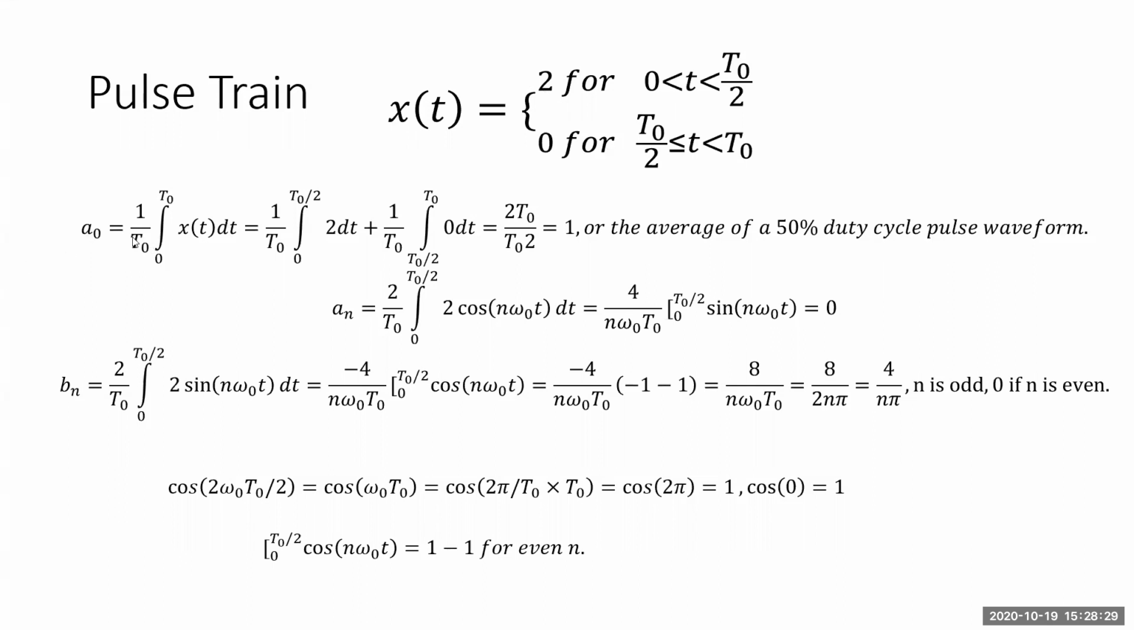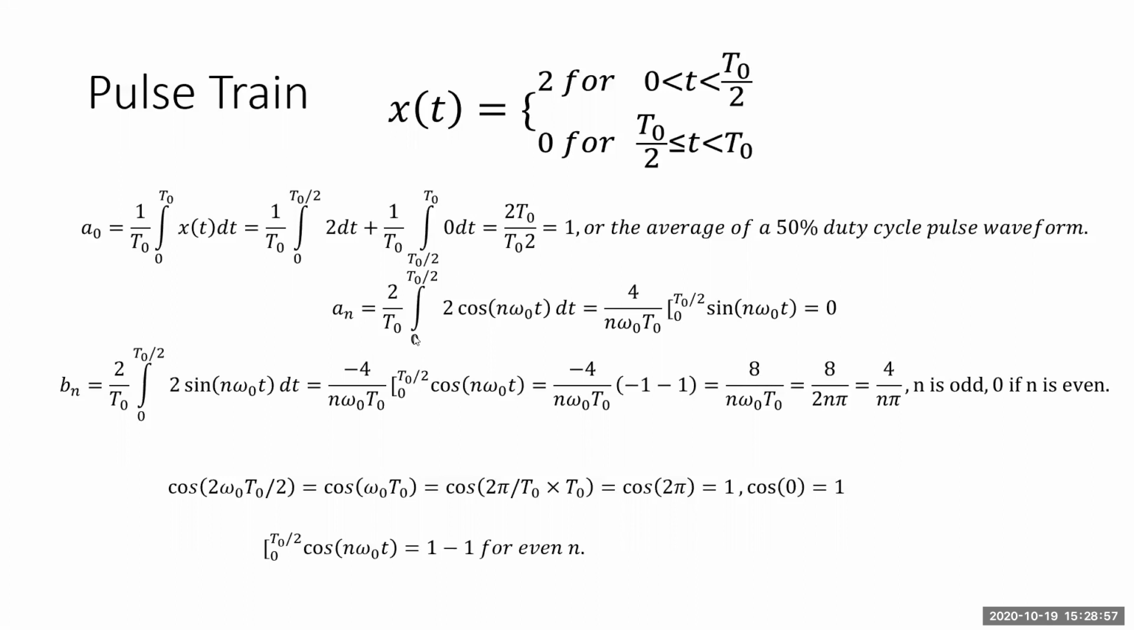So here's our original setup. Between 0 and the period divided by 2, it's 2 plus 0, so we just ignore that. We go through and we get 1, because the average of that signal would be 1. Then we do the a_n's.